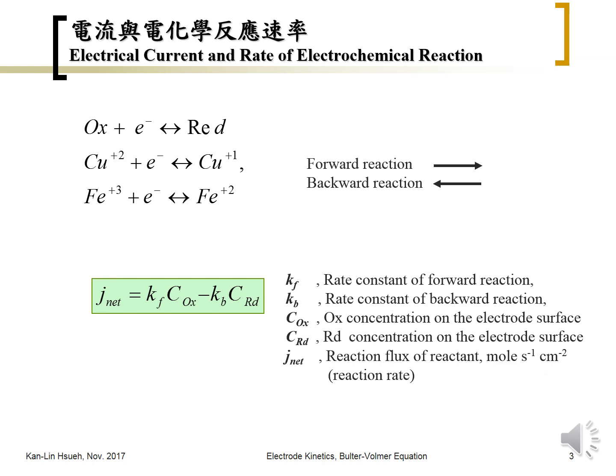If the electrode surface gets bigger, then the total reaction rate will be equal to this times the electrode surface area. And this reaction rate is in mole per second per centimeter squared. But in electrochemical reactions, we like to express the reaction rate as the current density. This can be done through Faraday's law.